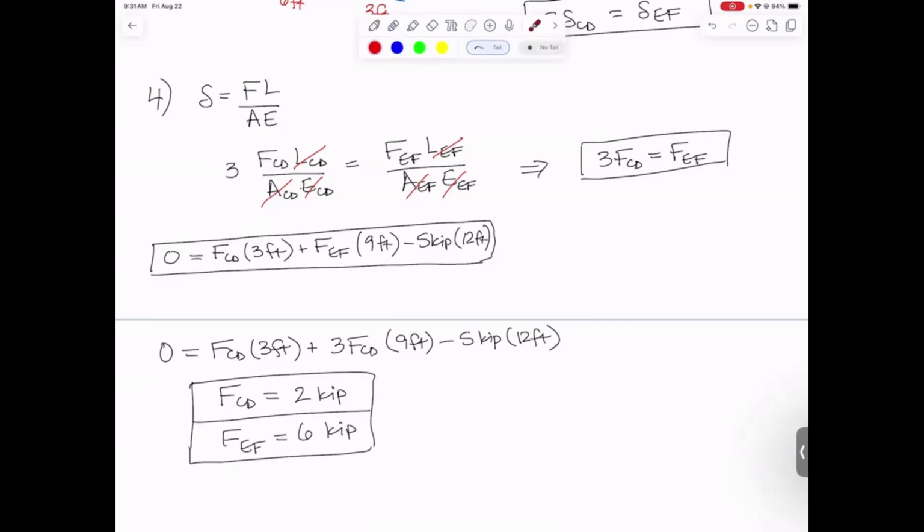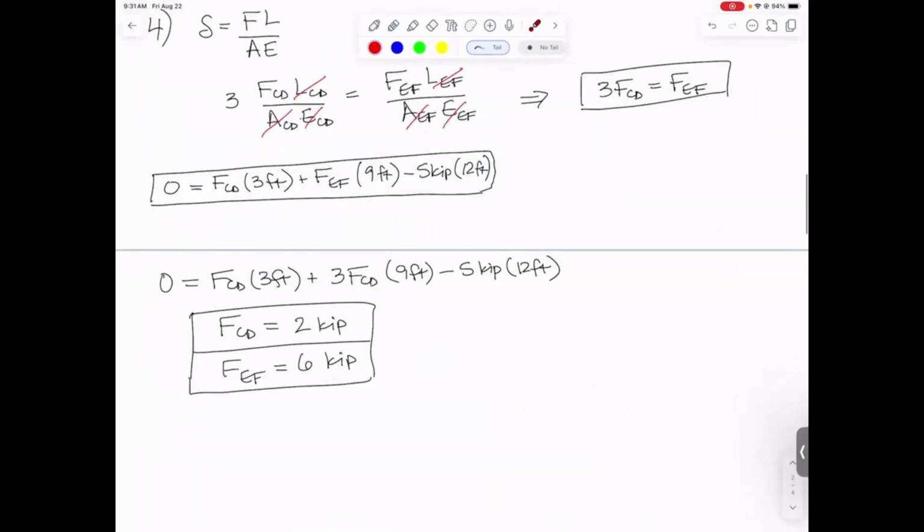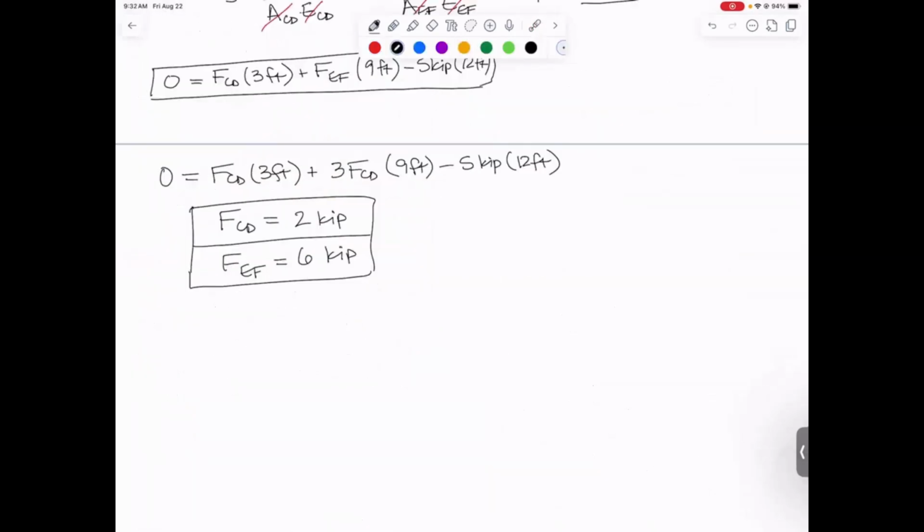Does it make sense that we get numbers on the order of 2 kips and 6 kips? Well, considering that the applied load was 5 kips, I think it makes sense. We wouldn't expect 5,000 kips or 0.002 kips. That's all the problem asked for. The logical next question might be, what is the stress in CD and EF?